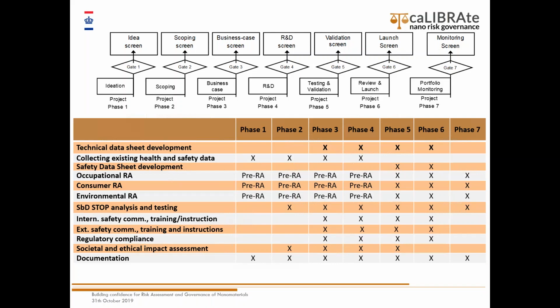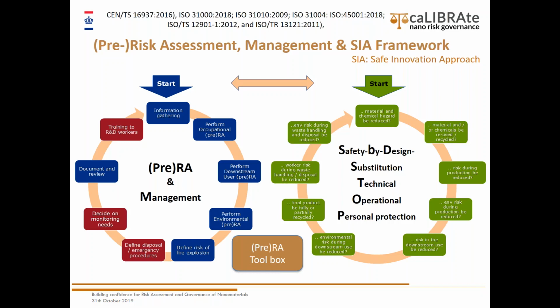So when we talk about our pre-risk assessment and risk assessment process management and the safe innovation approach, which is a terminology that was established, I think, of the NanoRec 2 project, we have on one side the pre-risk assessment and risk assessment and management side, where we need to have a process through information gathering, performing occupational risk assessment, downstream user risk assessment, environmental risk assessment, and for ethics and safety of production, we also very early need to understand whether we have a risk of fire and explosion in the production. So the ones we see in blue are the informations or the processes that you need or we propose to do very early in the innovation project.